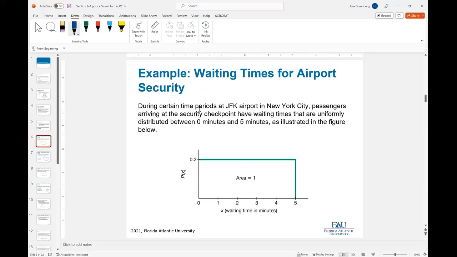Okay, here's a good example: waiting times for airport security. During certain periods of time at JFK Airport in New York City, passengers arrive at the security checkpoint having waiting times that are uniformly distributed between 0 and 5 minutes. So uniform means that the probability of any value between 0 and 5 is 0.2, or 20%, between 0 and 5 minutes.